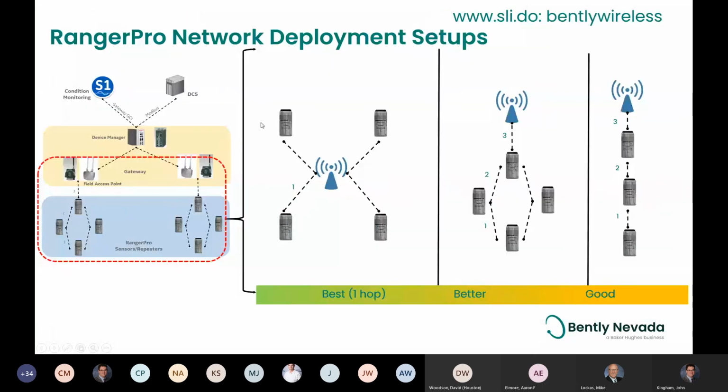So you should plan on no more than three hops. And here's some deployment setups, a little more in depth. We'll start over here at the right. This is good. You've got one hop here, one hop here, one hop to the gateway. It'll work, but it's not going to be as robust as, say, this example, where we have the ability to go to two different routes. Okay, so that's better. The best would be that you have only one hop between the Ranger Pro and the gateway. Now, that being said, I'd still probably make these guys all repeaters, because that way this guy can talk to this guy, and if he loses communication, the data is still going to get back to the home base.